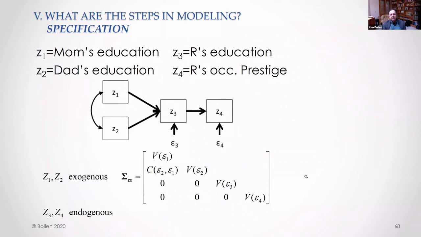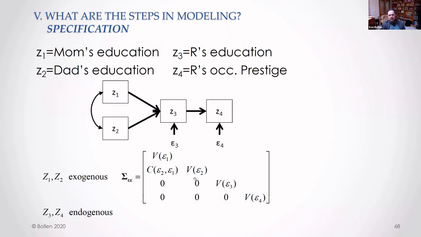Here is a very simple simultaneous equation model where we have mother's education, father's education, determining a respondent's education, and then this respondent's education determines the occupation and the prestige of the occupation that this person gets. So we've got two endogenous variables, Z3 and Z4, and the impact of mother's and father's education on occupational prestige is shown as being totally mediated through the education of the respondent.